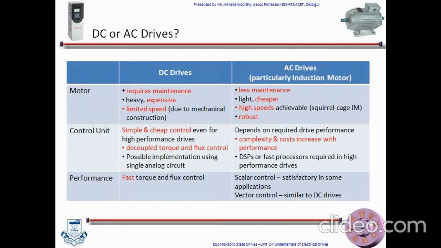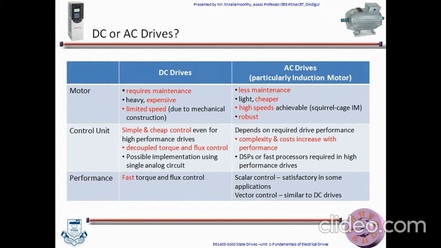DC motors are very heavy and very expensive, and can be operated only at a limited speed due to mechanical construction. AC motors are light and very cheap, and very high speeds are achievable, especially with squirrel cage induction motors, and they are more robust when compared with DC motors. And in a control unit comparison between DC drives and AC drives, DC motors are very simple and cheap to control, even for high performance drives.